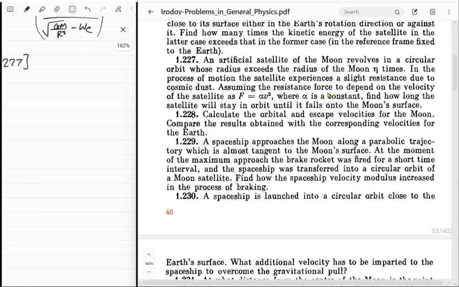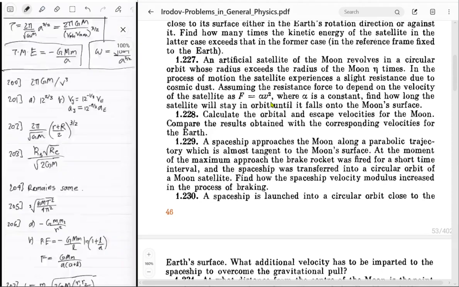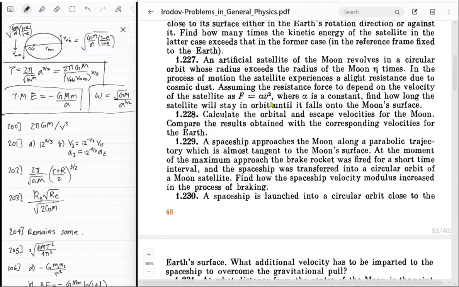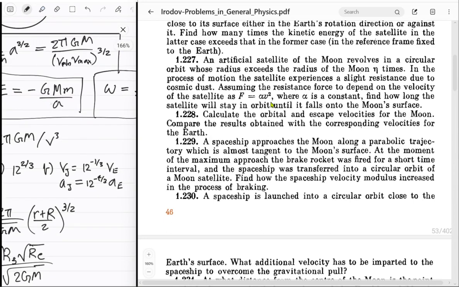So what do we have? The force is alpha v squared, so that times the velocity is going to be our power, or a negative power, whatever. So alpha v cubed. That makes sense. And this will just be equal to dE/dt, the derivative of energy. The total mechanical energy is negative GMm upon 2a, not upon a, it should be upon 2a.